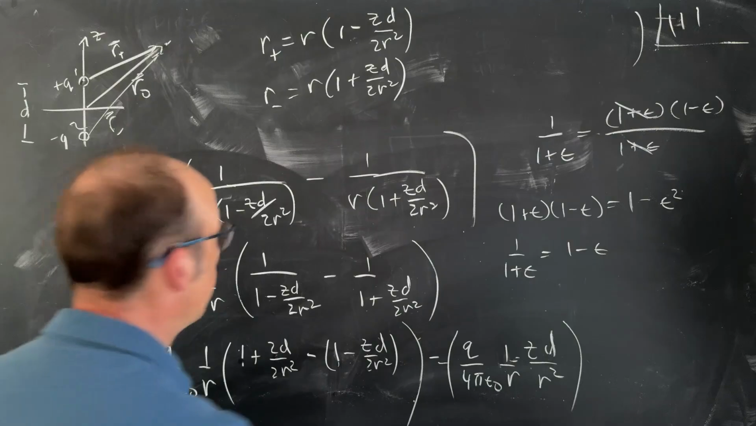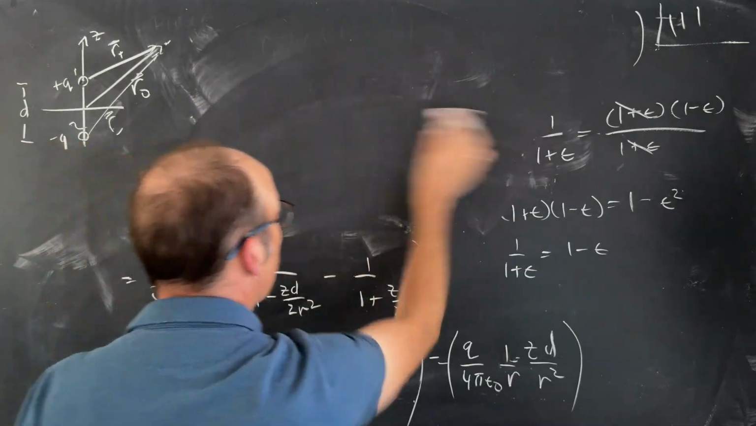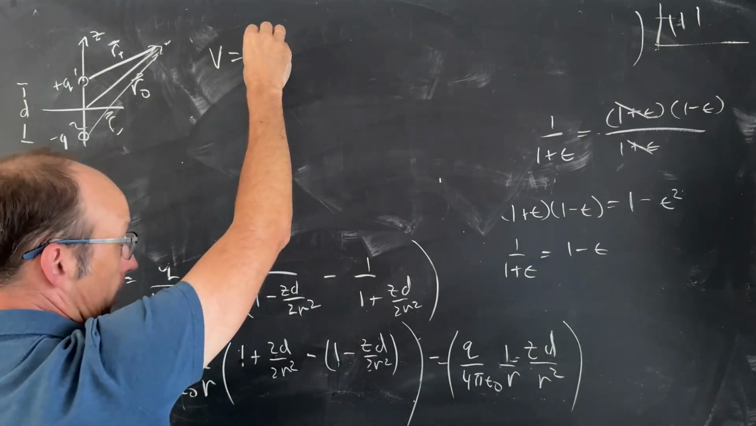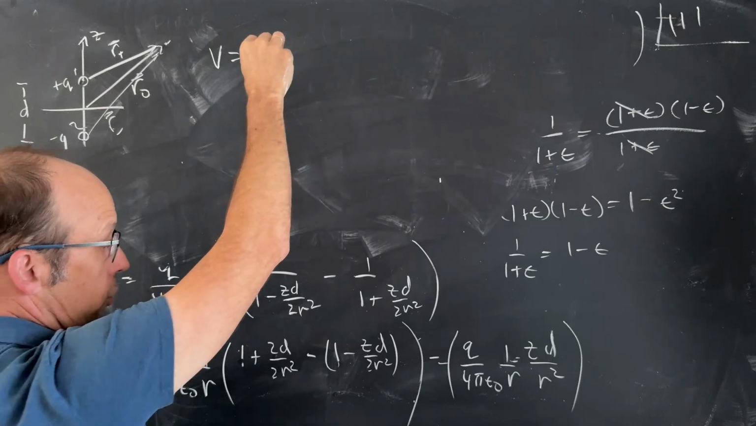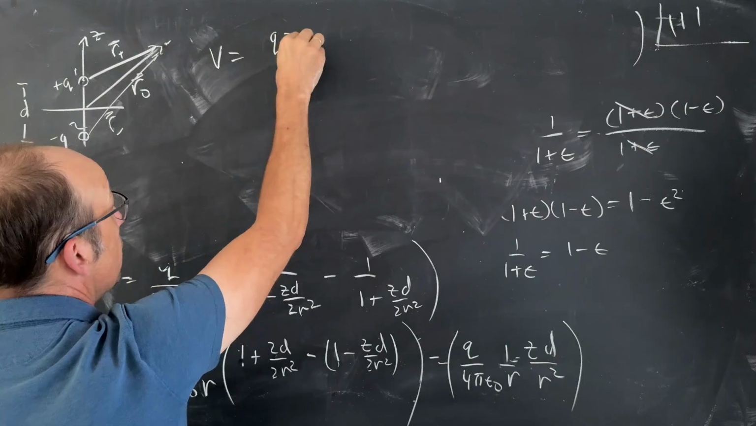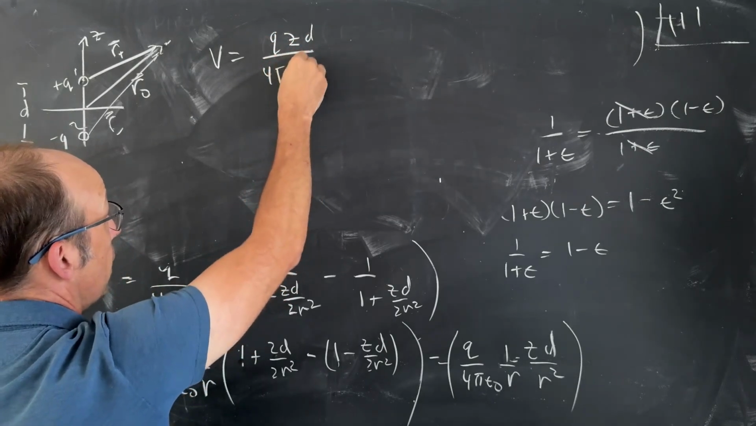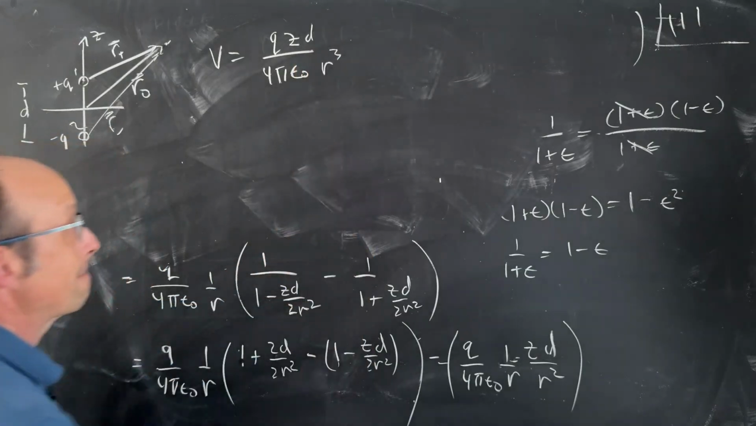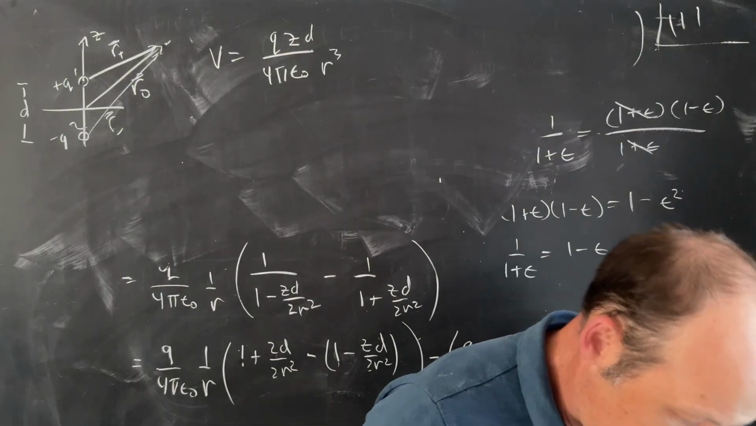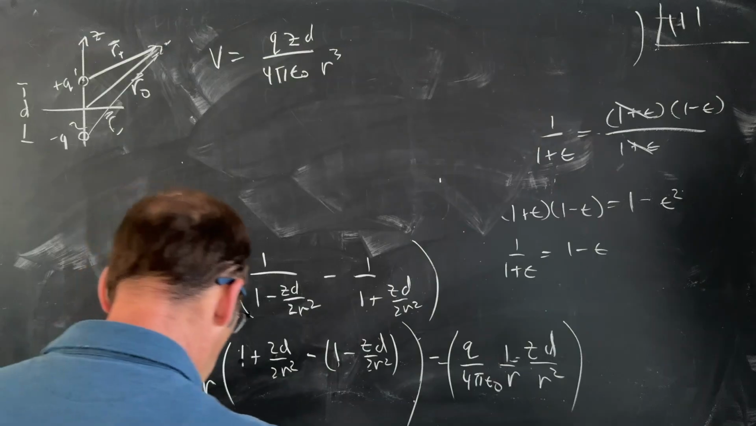Let's put that up here. So V is going to be qzd over 4 pi epsilon naught r cubed. Double checking here. Yep. Okay, so now we're going to define the dipole moment.